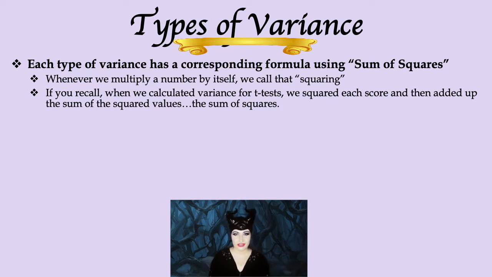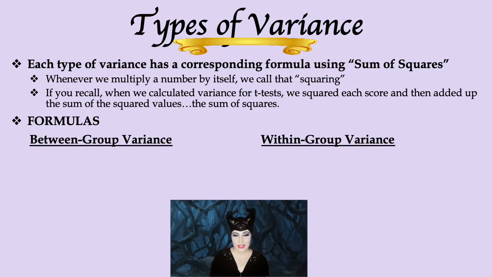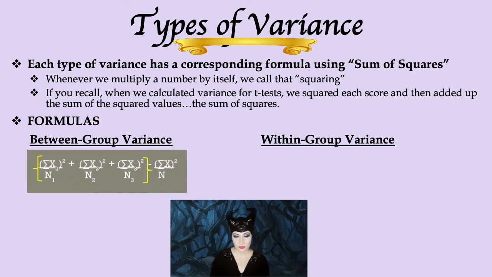So let's take a look at the formulas for the different types of variance we have. For between group variance, we have the sum of x of each group added together divided by n, the total number of people within each sample. Ultimately, we're going to add all of those together and subtract from the total sum of the scores divided by the total number of people in the entire experiment.